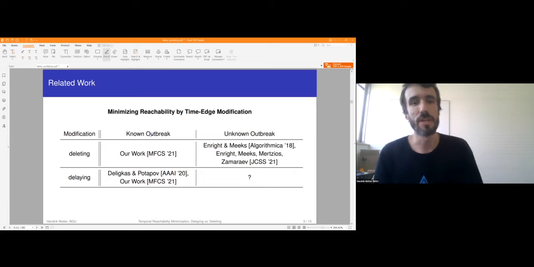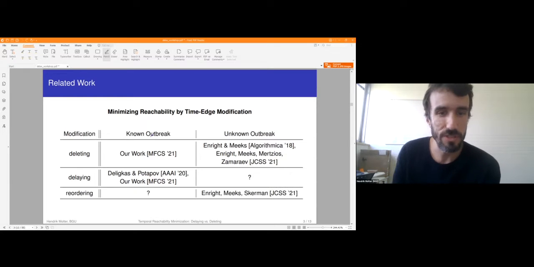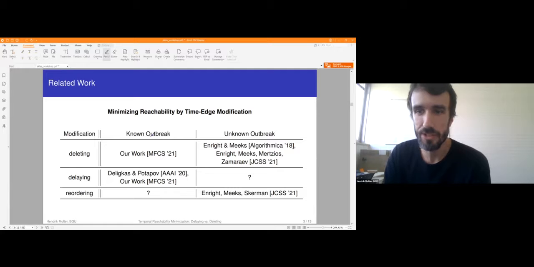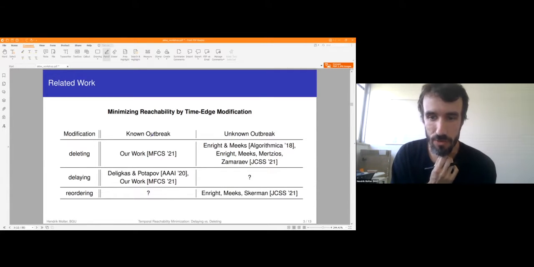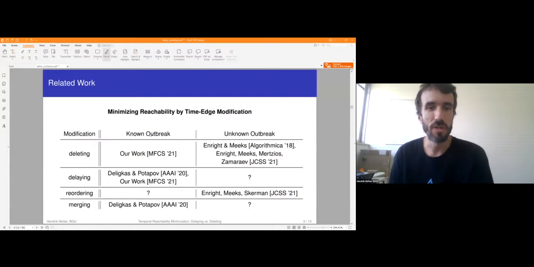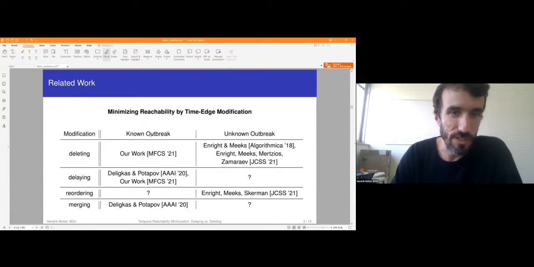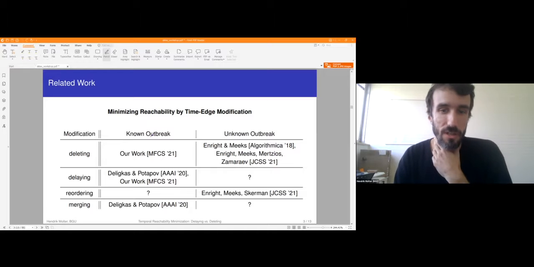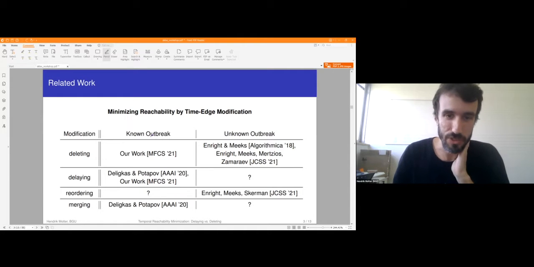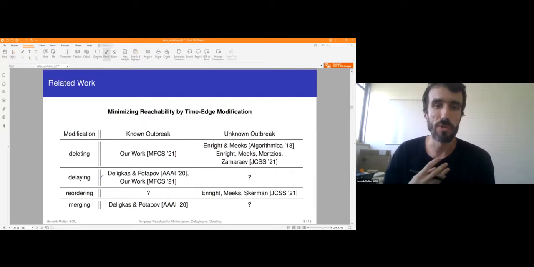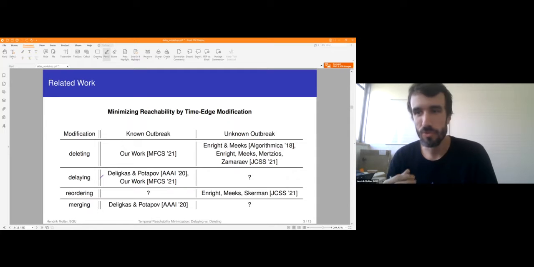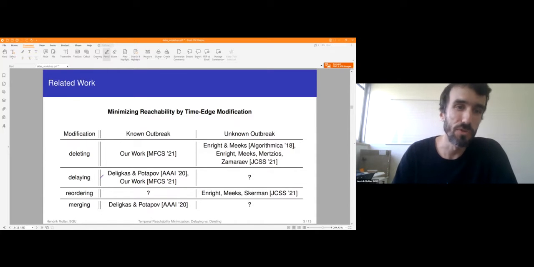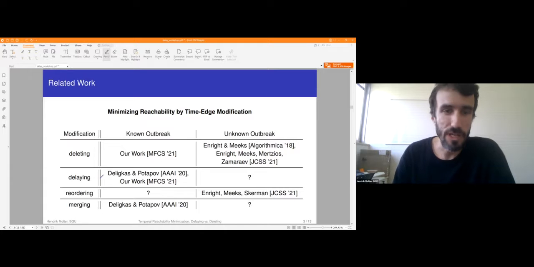And then I just want to briefly mention two other operations. One is reordering the edge sets, which has been considered by Jessica, Kitty, and Fiona. And also Diliktas and Potapov considered an operation which they called merging. But I also don't want to go into much detail here. And as you can see here, where I put our work, we looked at deleting and delaying. And in this talk, I want to point out a couple of, to us, surprising differences between those two modification operations.